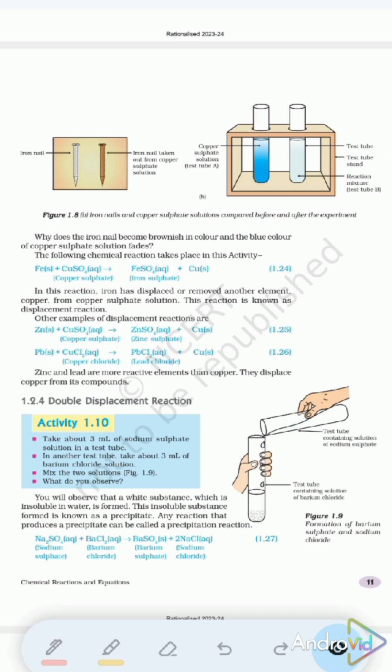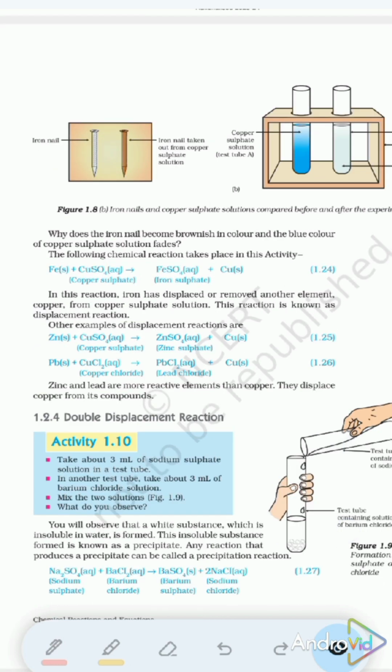Other examples of displacement reactions would be zinc. When it is in solid state, it is naturally a metal. When reacted with copper sulfate it gives zinc sulfate along with copper deposits. And similarly, lead, which is a metal in solid state, when reacted with copper chloride, which is an aqueous solution, gives lead chloride, and copper is getting displaced. Hence we can definitely say that zinc and lead are more reactive elements than copper, and hence they displace copper from its compounds.